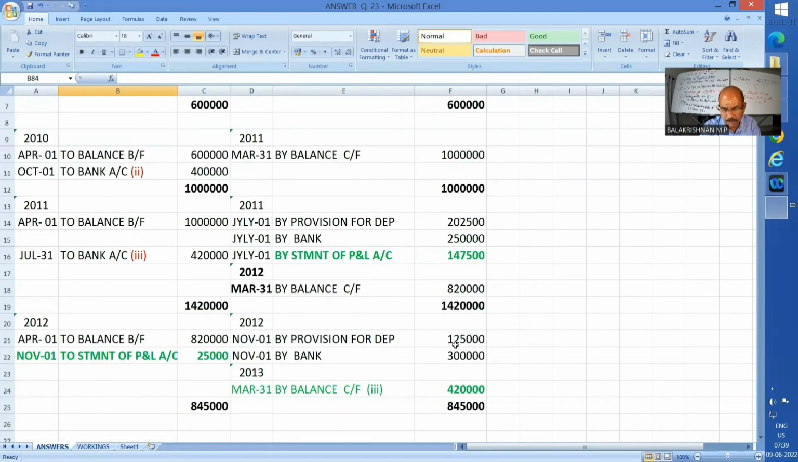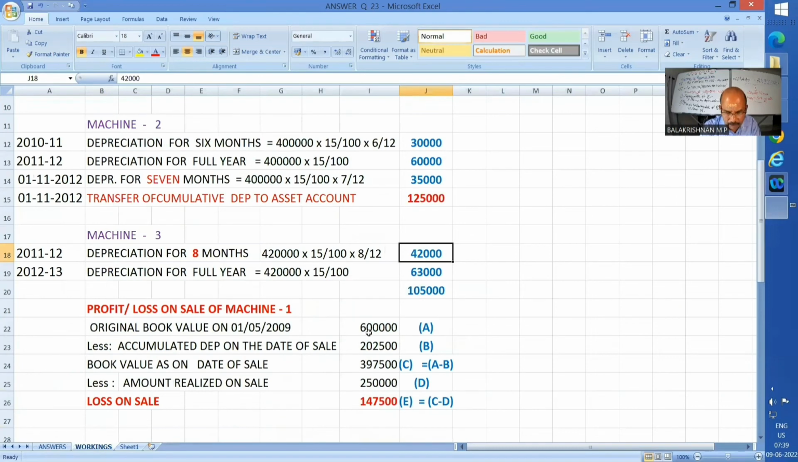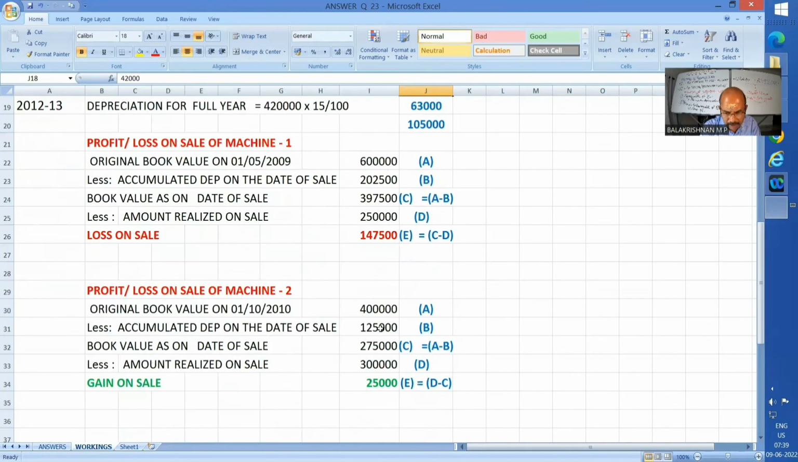Well, that's also over. Now, account for the amount realized by bank 3 lakhs and check whether it's a profit or loss. Original value was 4 lakhs. Accumulated depreciation 1,25,000. Book value as on date of sale is this minus this 2,75,000. It has been realized for 3 lakhs. Obviously, there is a gain 25,000.